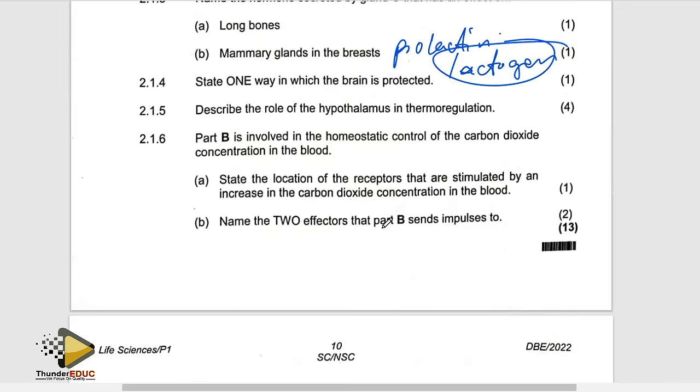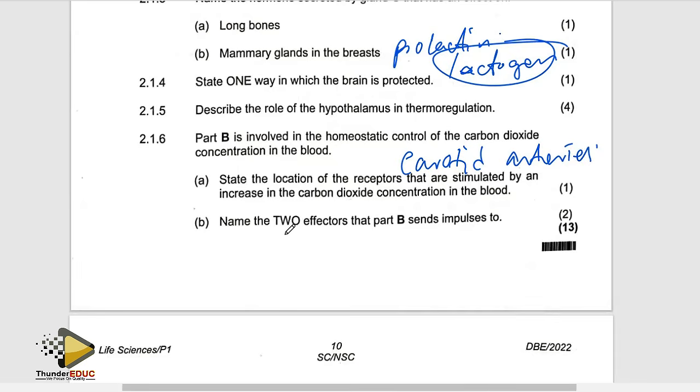Carotid arteries. These are blood vessels, arteries. Where are they found? They are found at the upper part of the human, basically the neck, moving from the end of the neck to the chest to the lower part of the head. We call them carotid arteries. So that's where the receptors are found.